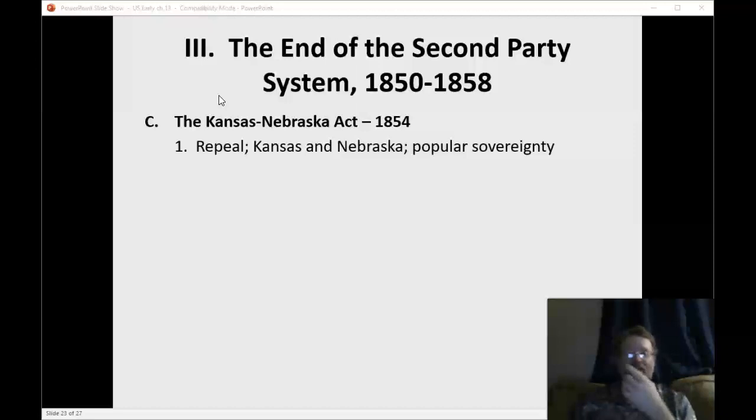Well, what they decide is that Kansas and Nebraska will be popular sovereignty, meaning the people in the state will vote and decide free or slave. Very simple. Only it wasn't. It actually becomes quite ugly. I mean, ugly to the level of multiple people dying. I think hundreds die as a result of what's about to happen.